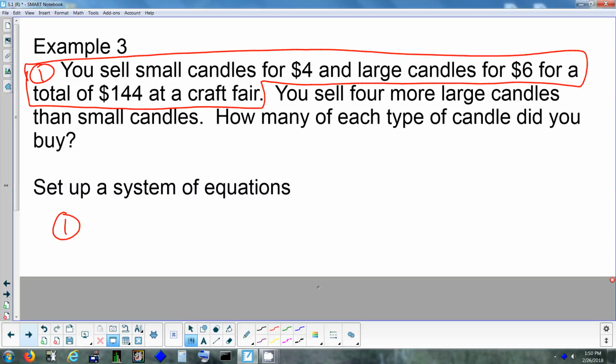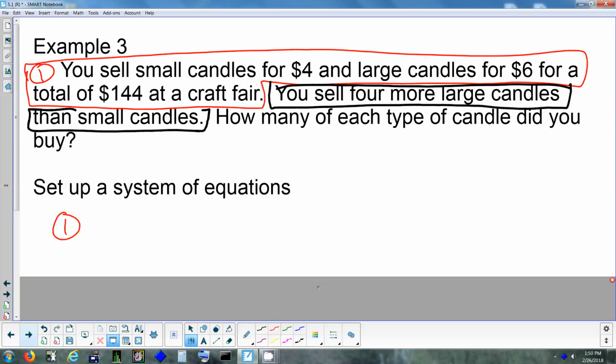Equation 2 is the second sentence. It's another piece of information about what you sold. You sold 4 more large candles than small. Okay, when I'm putting a black box around that, we'll call it equation 2.